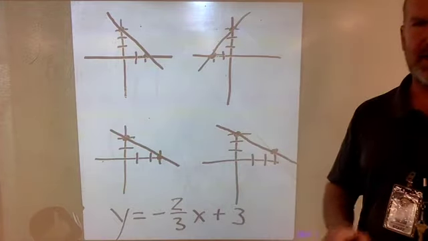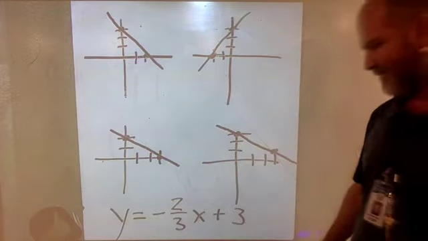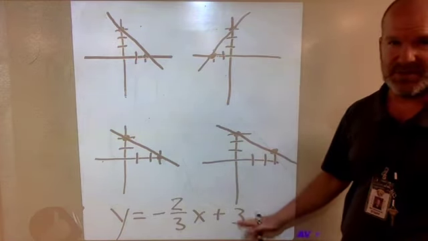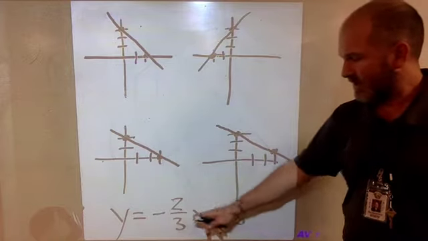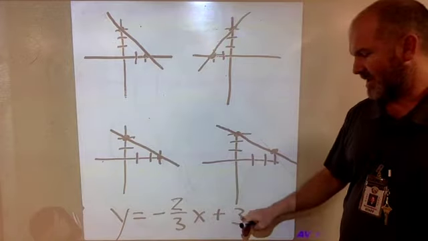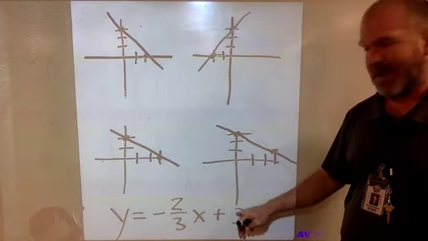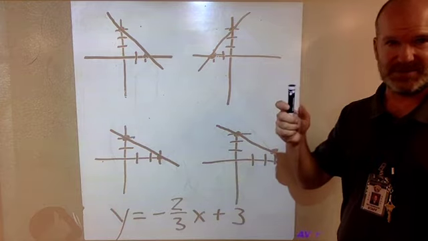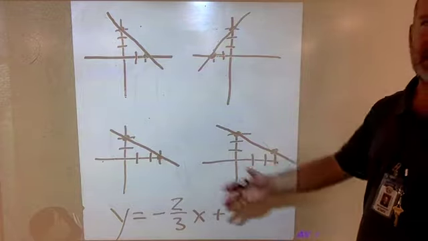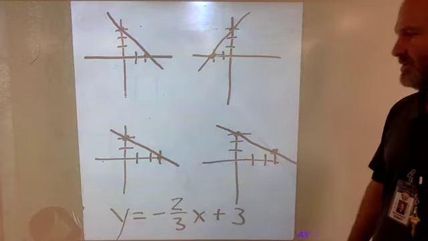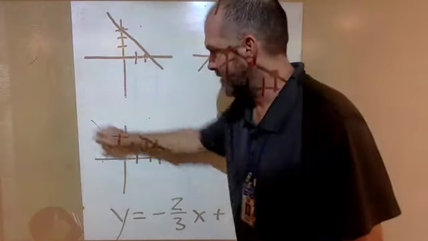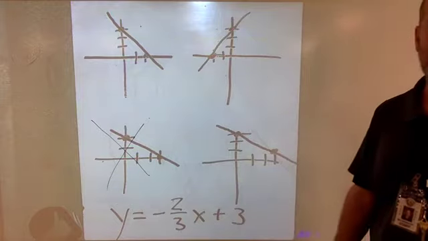You really have to eliminate wrong answers. The easiest way to do that is to look at the b, the number that's by itself, in this case 3. Negative 2/3 is with the x. 3 is the one that's by itself. That's where the line crosses the y-axis. It's a positive 3, so it's going to cross at 3 spaces above the origin. So which one of these does not cross at 3 spaces above the origin? This one. This crosses 2 spaces above the origin. So you can eliminate this answer. Now you've got it narrowed down to 3.